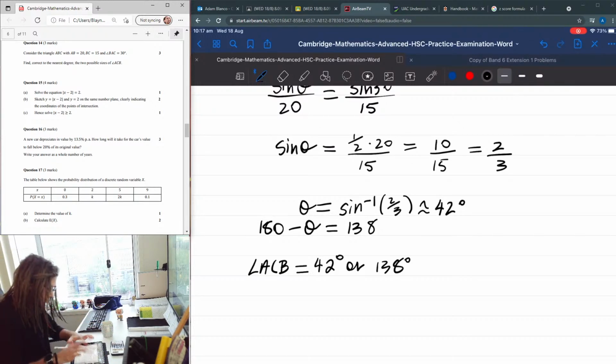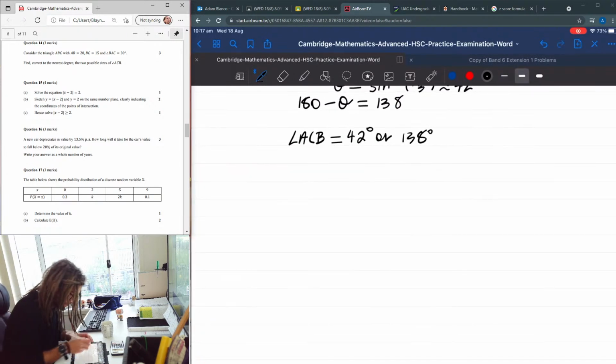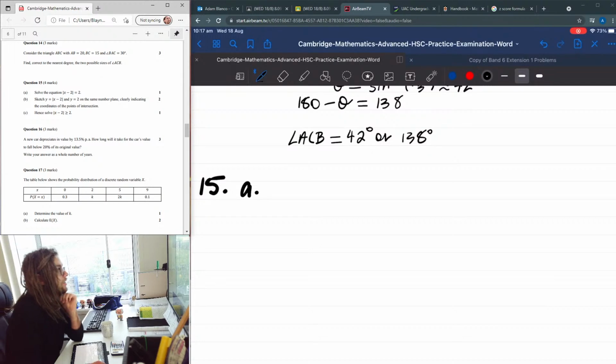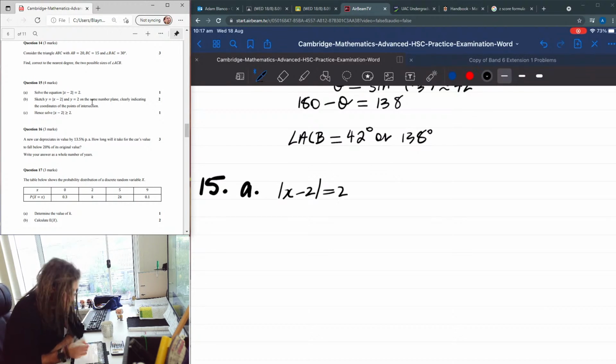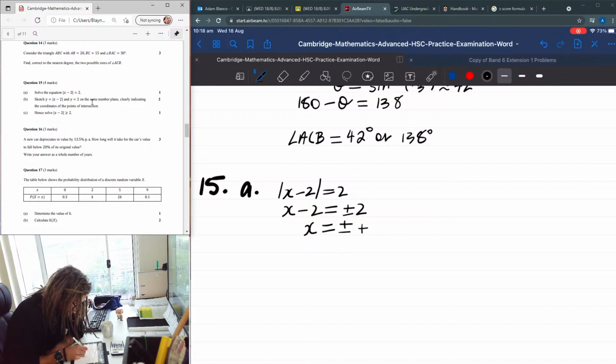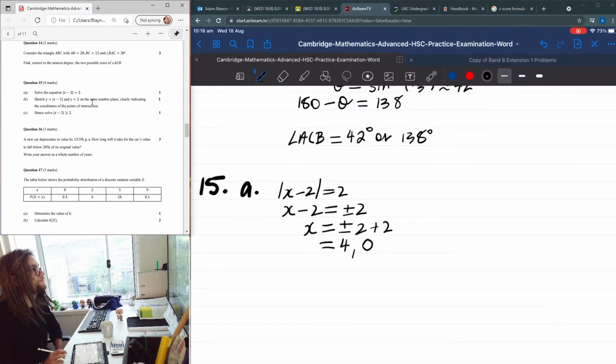That was 14. Now 15's got multiple parts. Okay. Solve the equation. Well, x minus 2 equals 2. Okay. That means x minus 2 equals either positive 2 or negative 2. So that means x equals positive 2 or negative 2 plus 2. Oops. So that means it equals either 4 or 0. Seems like it to me.